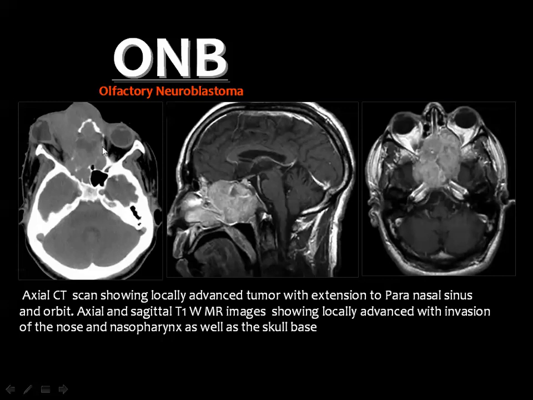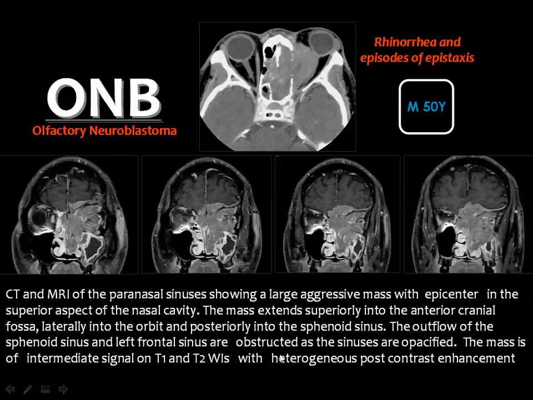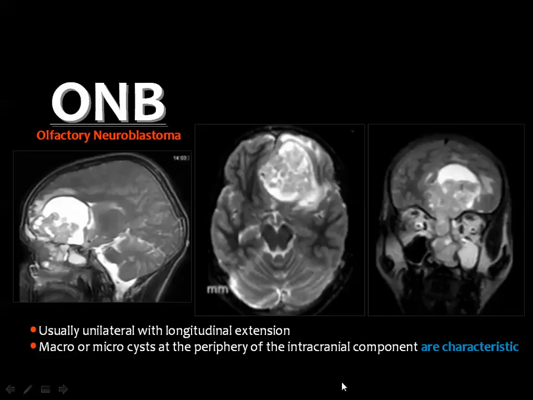In here, you see a mass in the nasal cavity that also invaded the orbit. In the sagittal image, part of the tumor is seen intracranially and part is seen in the nasal fossa and nasopharynx as well. And this is olfactory neuroblastoma in a patient with rhinorrhea and epistaxis. The tumor is big, infiltrating mainly the left side of the nose, as well as most of the orbital cavity with intracranial extension. And you see that the tumor is more or less homogeneously enhancing.